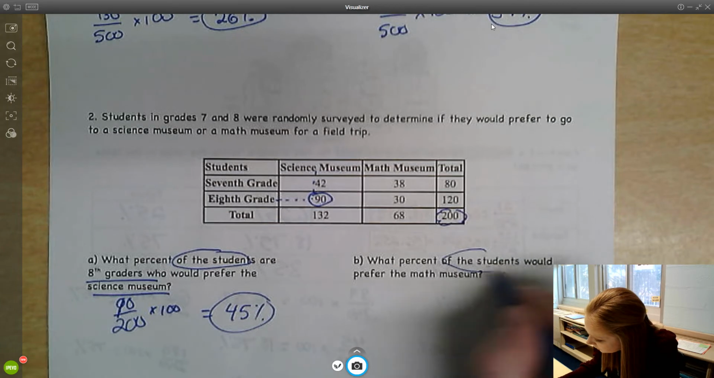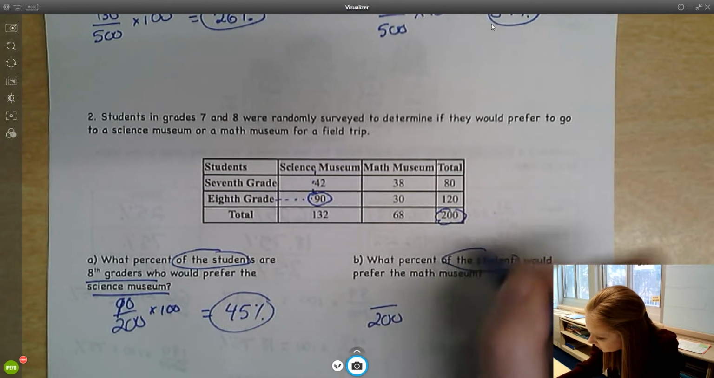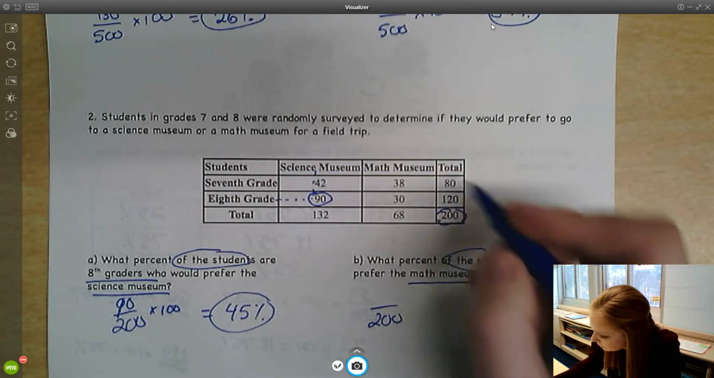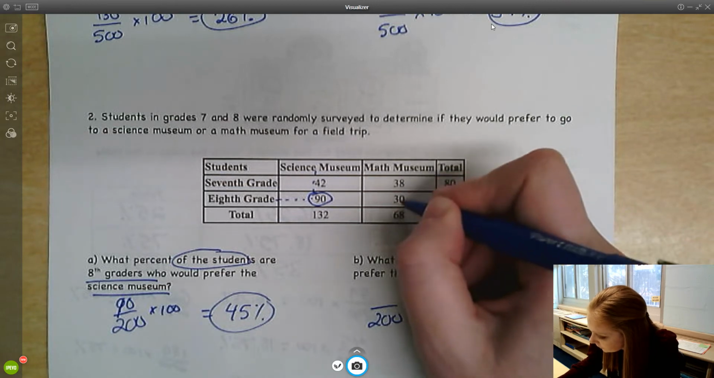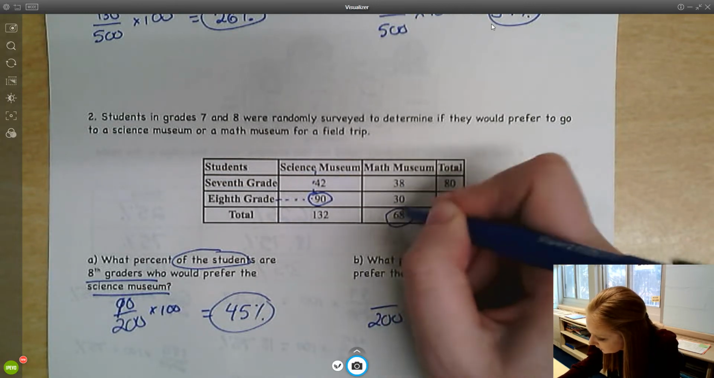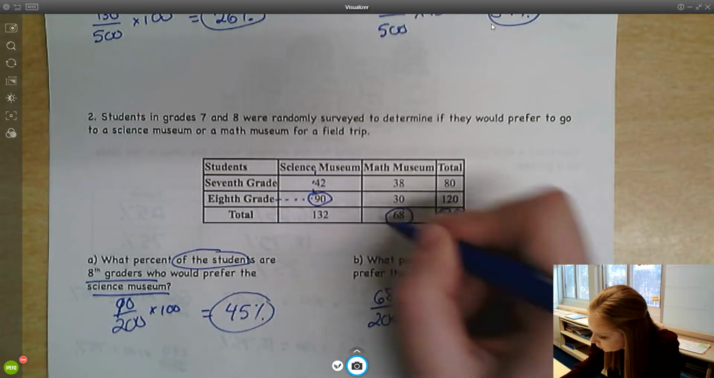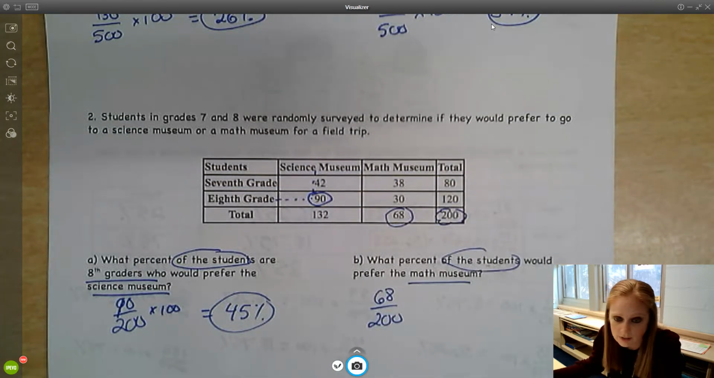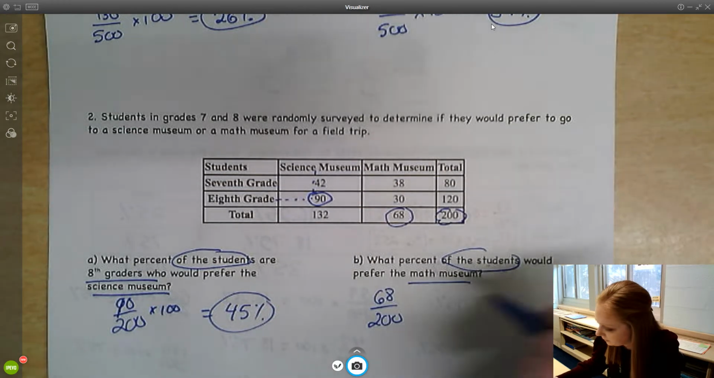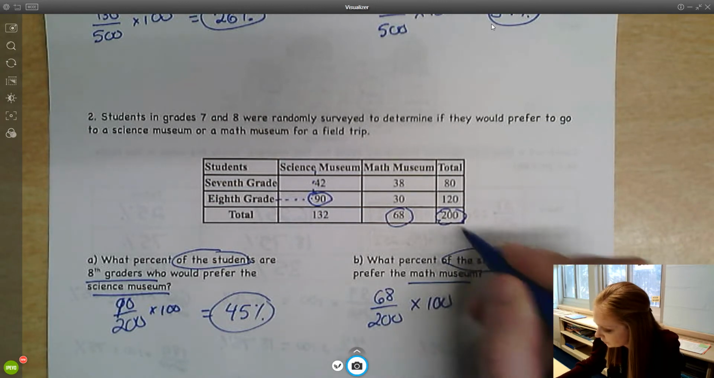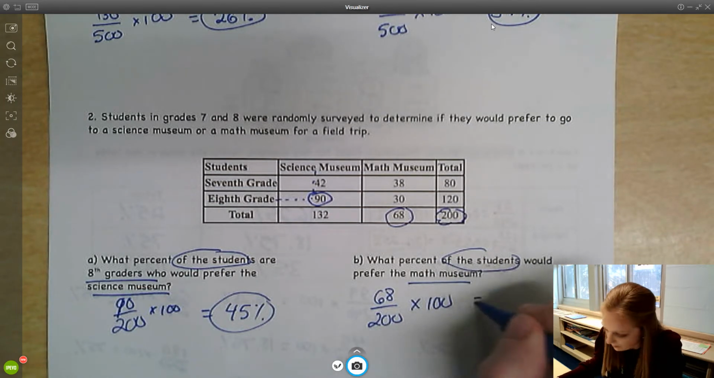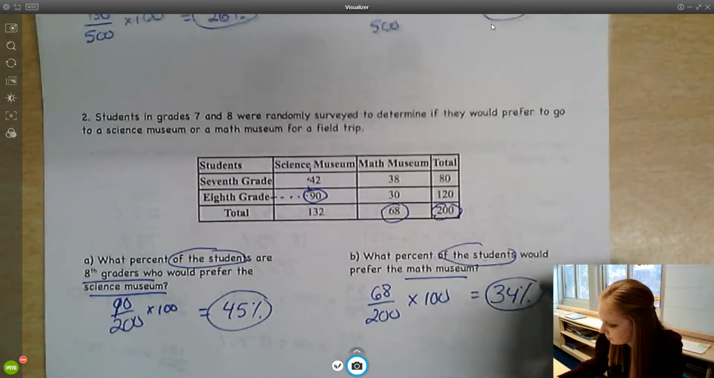Which percent of the students, so of all those 200 students, would prefer the math museum? It doesn't say if they're 7th or 8th grade, they just want to know math museum. So that would be the total number of students who picked the math museum. So 68 students picked the math museum out of 200 students that were surveyed. Multiply by 100 and you'll get 34%.